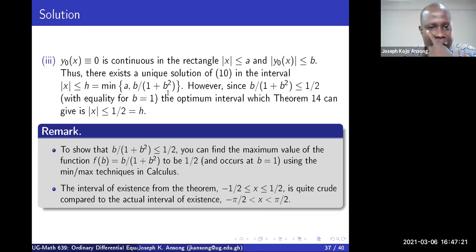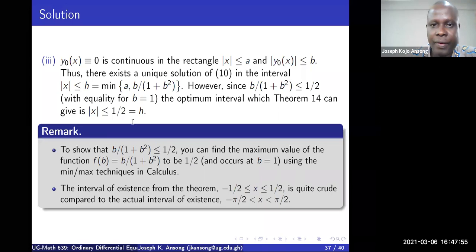Which means that the optimum interval which the theorem actually gives us is that the absolute value of x has to be less than or equal to half, because of this half. Remember, a here is x minus x naught less than or equal to a. We know that the solution exists between negative pi over 2 and pi over 2. If we take a to be, for instance, pi over 2, pi over 2 is way greater than 1 over 2, so the minimum here has to be the half. Okay, so that is our h. Our h is 1 over 2, the h in the theorem.